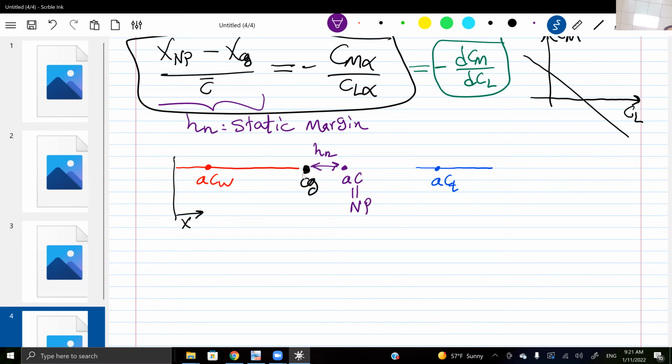So if the CG moves forward, the airplane is more stable. This should always be in the back of your mind. CG of the airplane moves forward, the airplane is more stable. CG moves backward, the airplane is less stable. If it coincides with the neutral point, so this is 0, so CM alpha is 0, the airplane is neutrally stable. If it goes behind the neutral point, the airplane becomes unstable. And this is critical. Why?